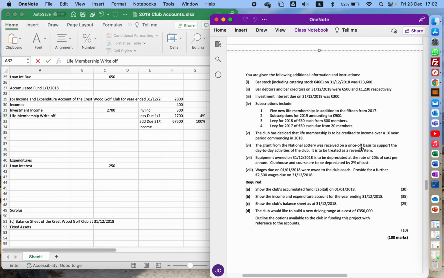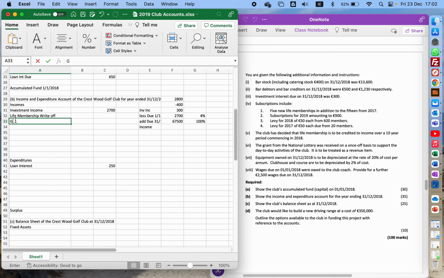Grant from the lottery received on a once-off basis to support the day-to-day activities of the club. Now, because that grant was not a regular grant that's going to come in, it would usually be listed in finance. Though it says here it's going to be treated as a revenue item in this case. Usually we would expect this to be in finance, but it's going to be included as a revenue item, so grant. That's going to be included as an income.